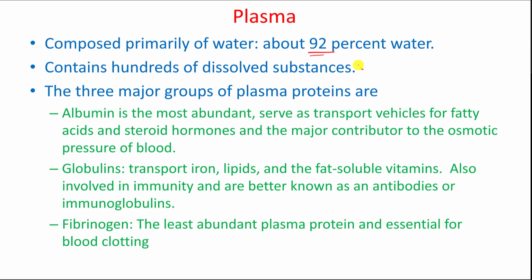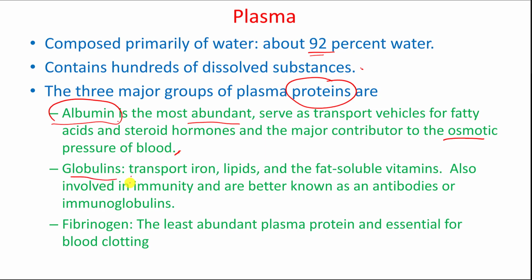The most important group of those dissolved substances are the proteins. And for the proteins, we have 3 major groups. We have the albumin. Albumin, this is the most abundant type of protein. It will help in transporting amino acids and steroid hormones. And also it will contribute to the osmotic pressure of the blood. This is something we will talk about in the urinary system. So remember the albumin, that we will come back to it, and we will see it again in the urinary system. Then we have the globulin.